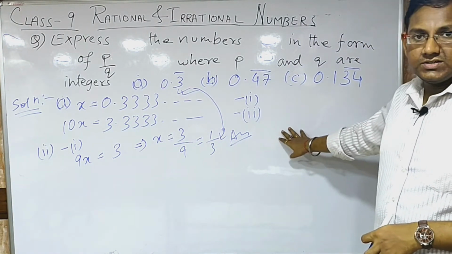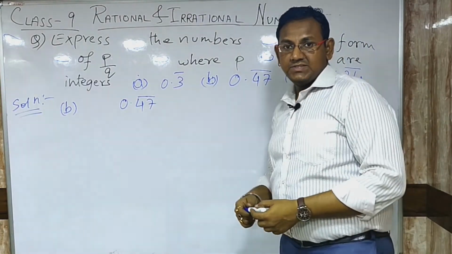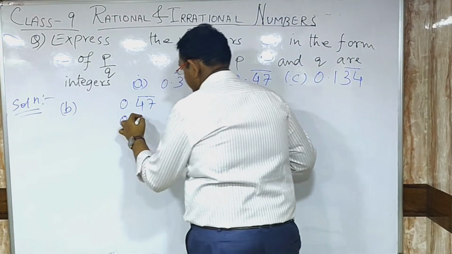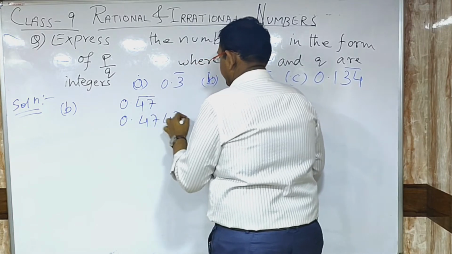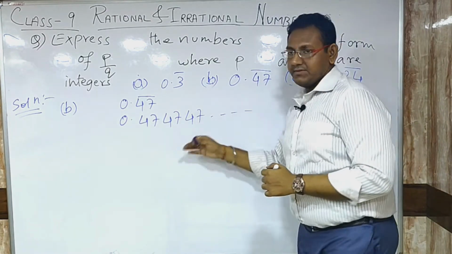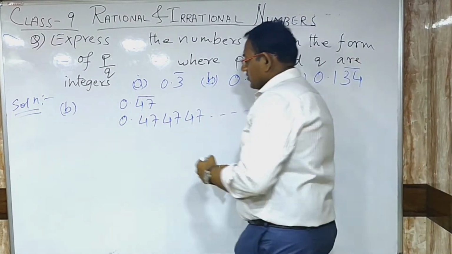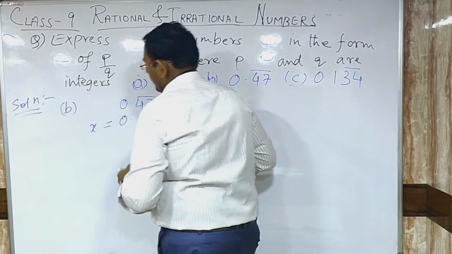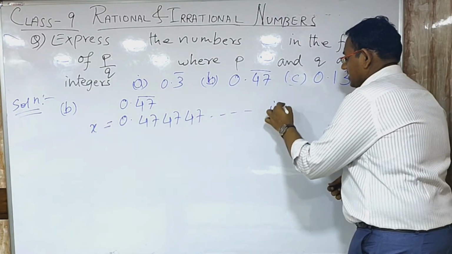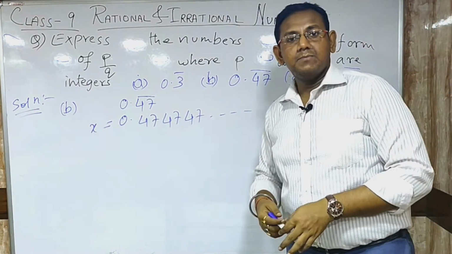Let us start with the next question, that is question B. Now let us start with the second part, 0.47 recurring. Again we are going to represent this recurring number in the expanded form. That means we are writing this as 0.474747, because 47 is the number that is repeating itself. We are considering this to be x, as we have already discussed in the first example, and this is equation 1. Then what was the next step? In the previous example, we multiplied this by 10.